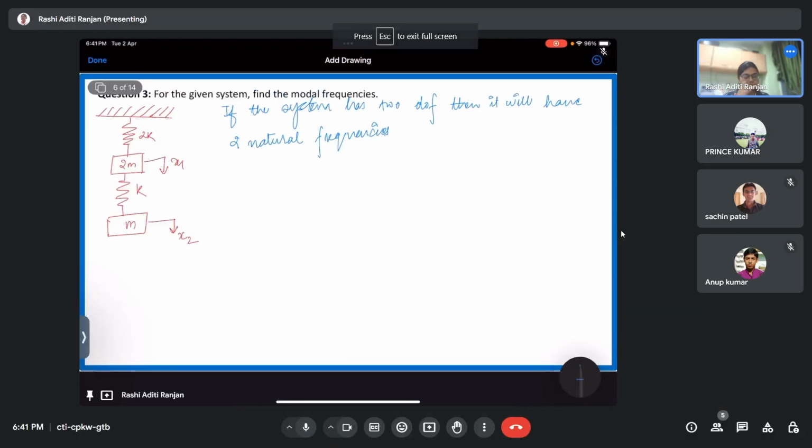Okay, now if I try to apply the force balance, you can also take out the equation of motion by Lagrange equation or by Hamilton's principle. That is up to you. For now, I am taking the force balance technique.